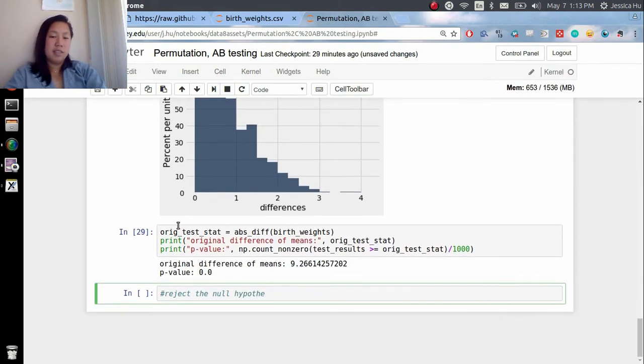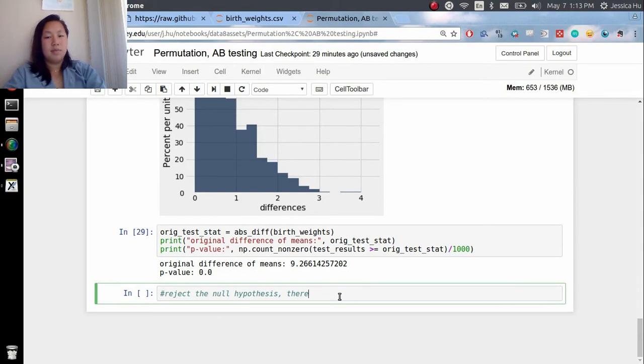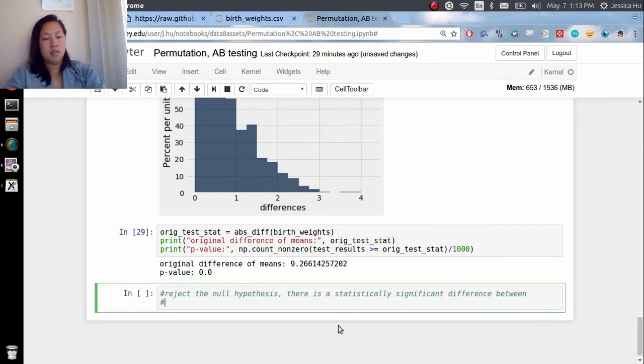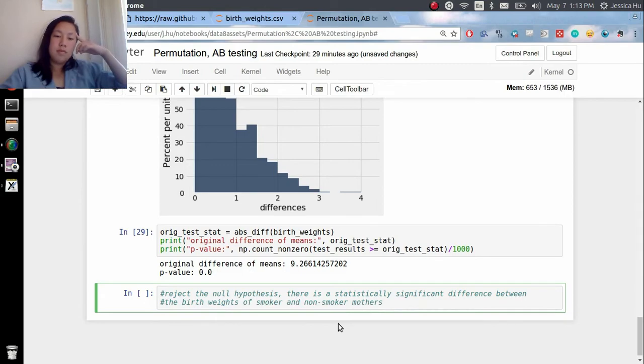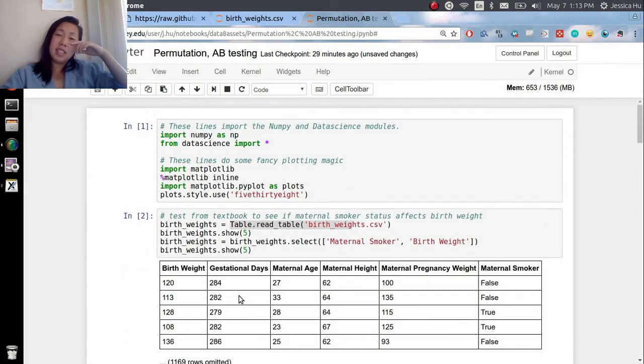There is a statistically significant difference between the birth weights of smoker and non-smoker mothers. Okay. Cool. So that is the permutation testing, A/B testing part of the video.